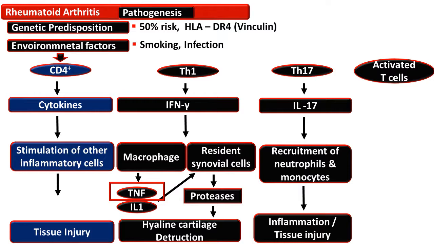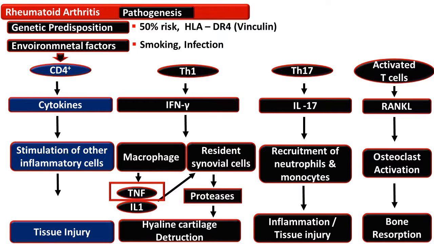T helper cell 17 assists B cells to make antibody, activates the macrophages and recruits other immune cells to the inflamed area. And this helper 17 secretes interleukin 17, which recruits more neutrophils and monocytes to that environment, and as a result there is inflammation and tissue injury. Activated T cells express RANK ligand on their surface, and hence they start osteoclastic activation and bone is resorbed. So through these cytokines, the morphological changes or tissue damage occurs.